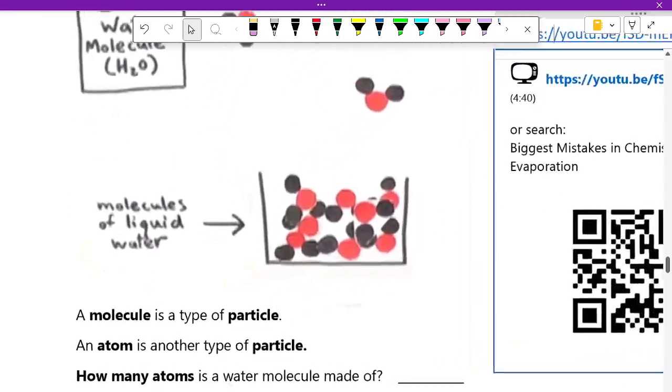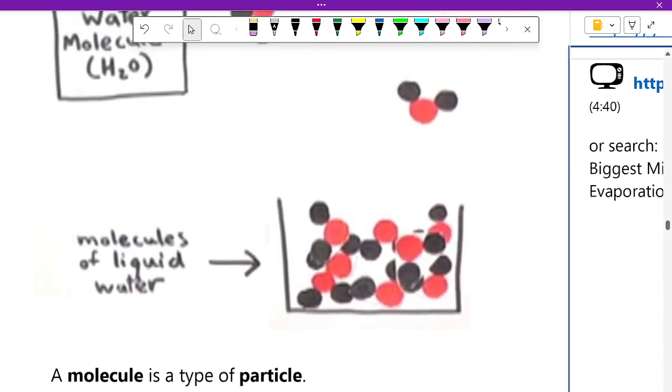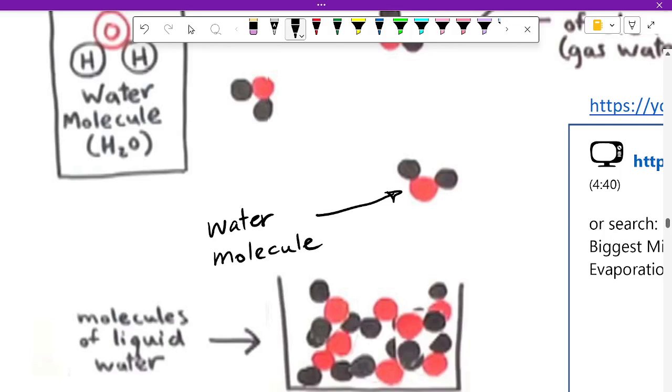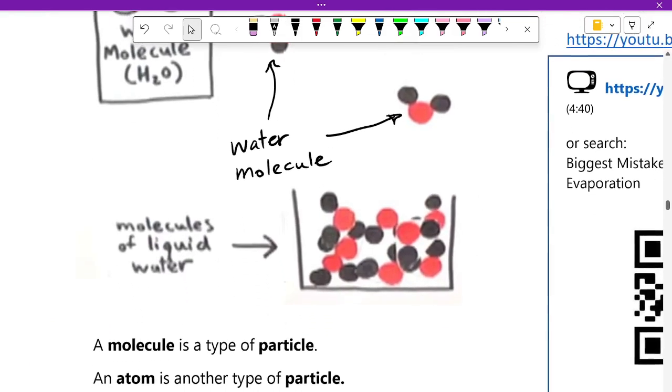So a molecule is a type of particle. So let's label this, this is a water molecule. That's a water molecule. What are molecules made of? Molecules are made of atoms.